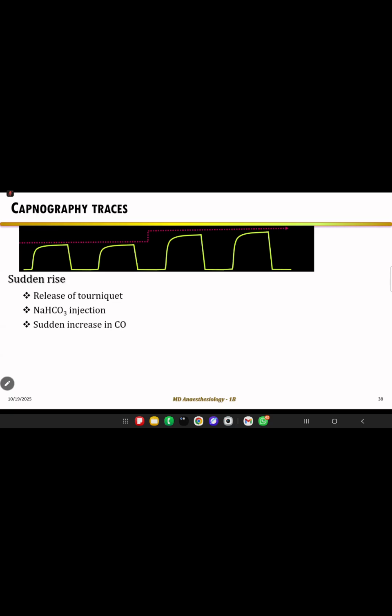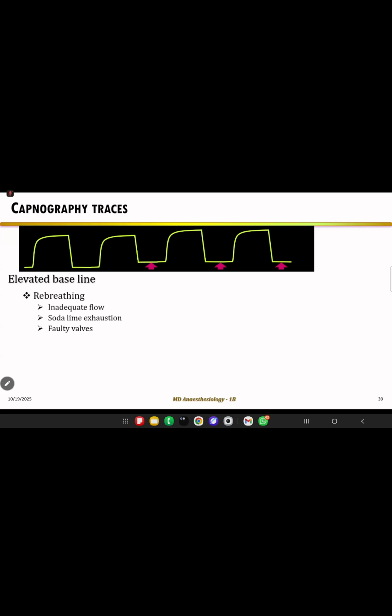Release of a tourniquet, sodium bicarbonate injection, sudden increase in cardiac output. Elevated baseline. What are the reasons? Rebreathing. Yeah, it's rebreathing, maybe inadequate flow or soda-lime exhaustion or faulty valves also can cause this.